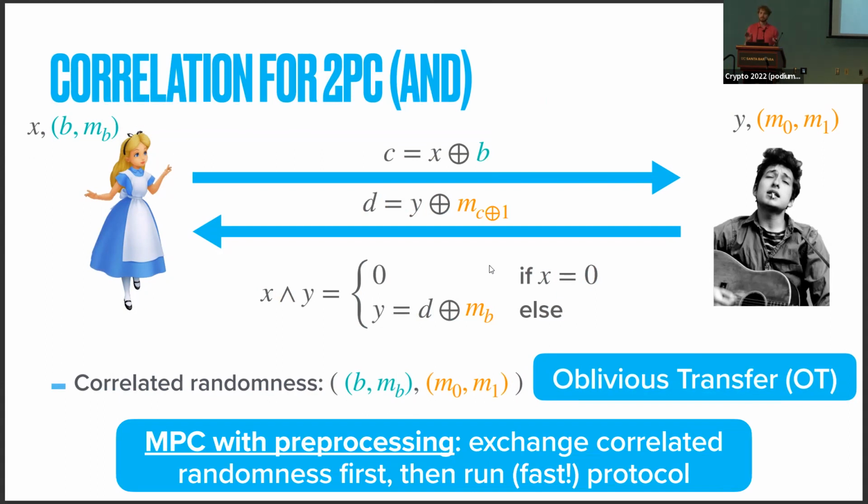So this basically describes the MPC with pre-processing framework. Once, at the start, maybe Alice and Bob have to share a lot of correlated randomness, but once this is done, we have a very, very fast, even information theoretically secure MPC protocol. But of course, there is a drawback here.